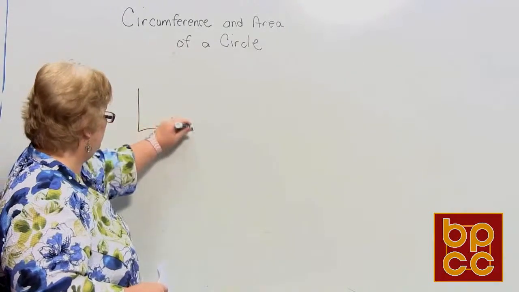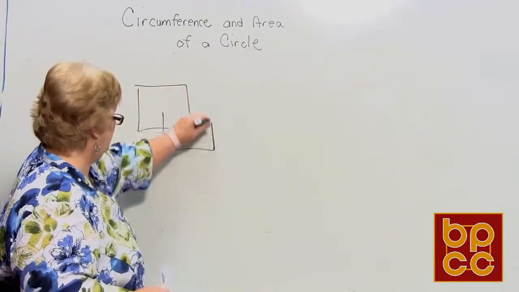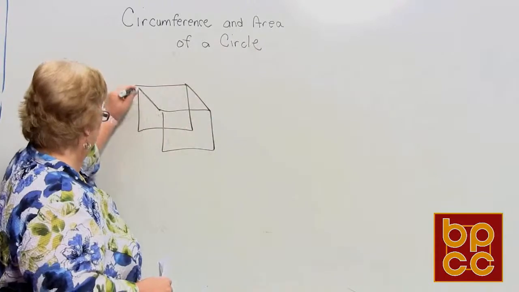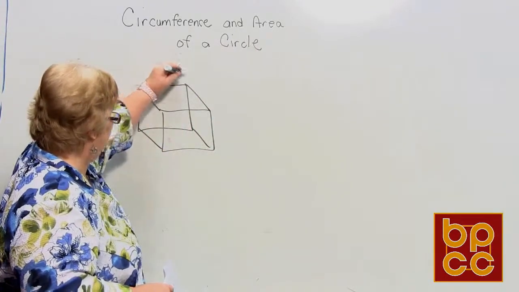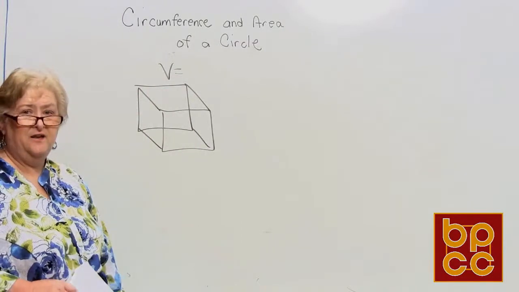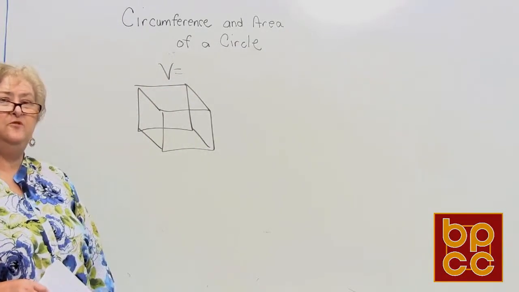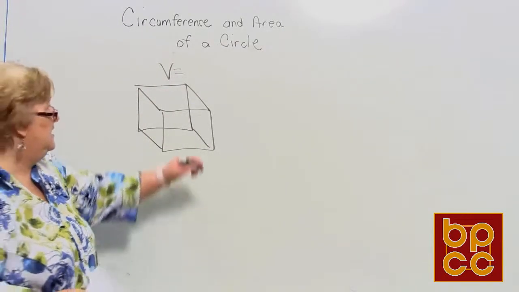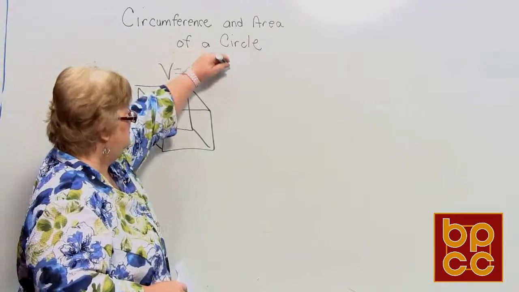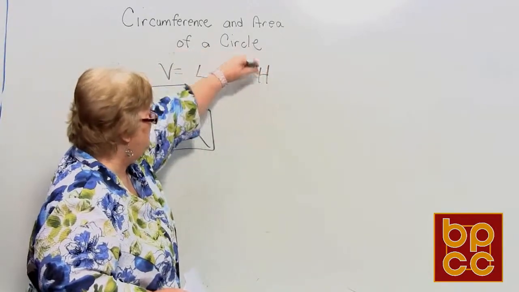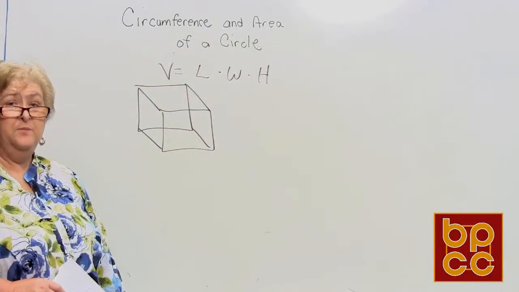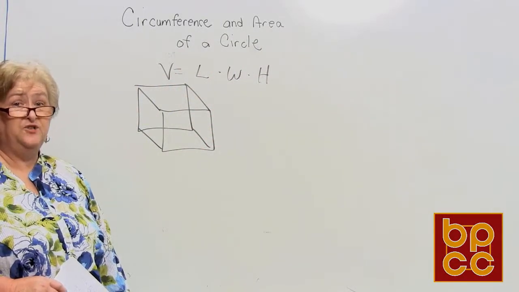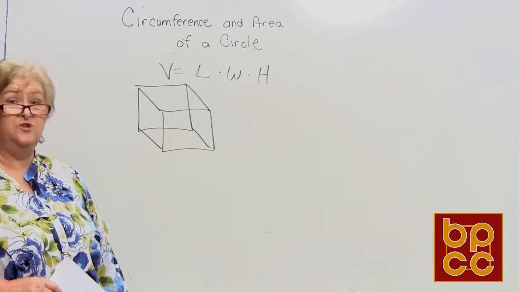Okay, let me draw a three-dimensional cube here for you. Okay, volume is going to be the inside of this cube. And the formula for a volume is really very easy. If you know the length, the width, and the height, all you have to do is multiply those three. But it's not going to be square anymore. It's going to be cubed, or to the third.